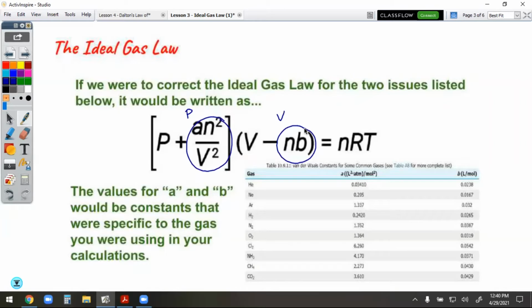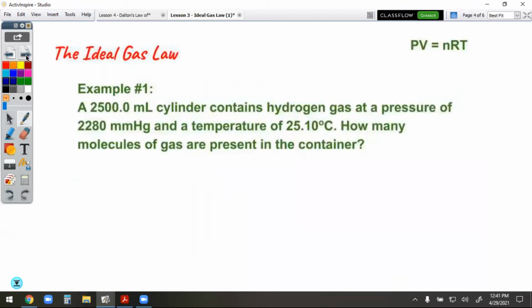Now, we are not going to perform calculations where we have to use this kind of expanded formula for PV equals nRT. Notice that there are two constants, A and B, that we would have to make use of for each gaseous molecule that exists. We're not going to do that. For our purposes, PV equals nRT provides us with a numerical answer that is close enough to reality that we can go with. Let's take a look at our first example.